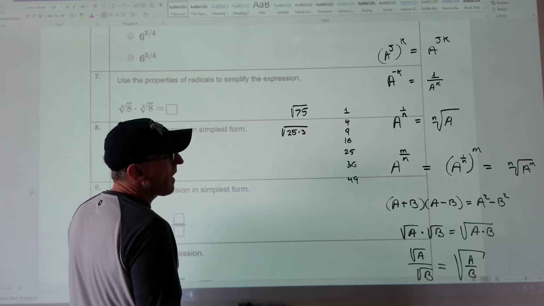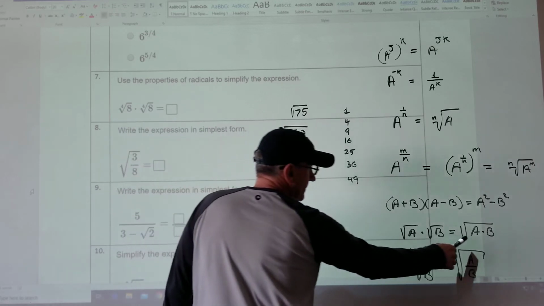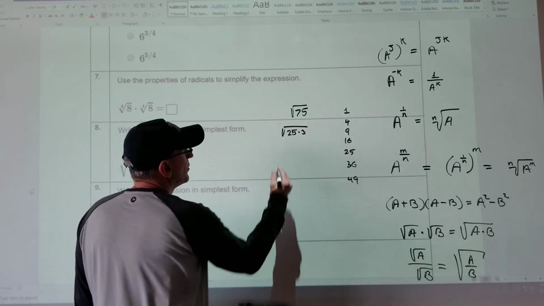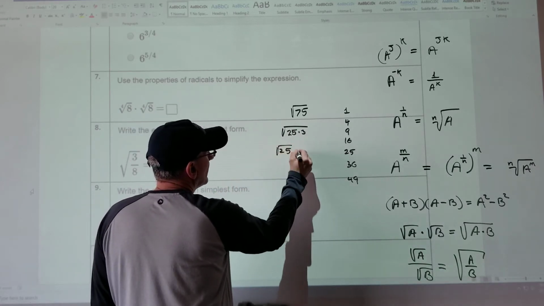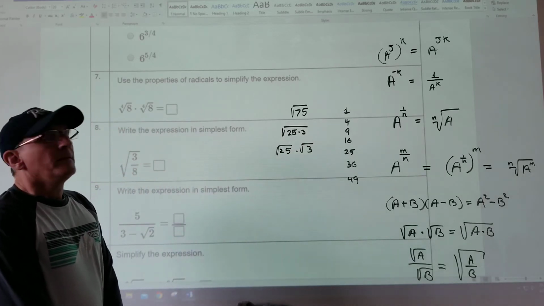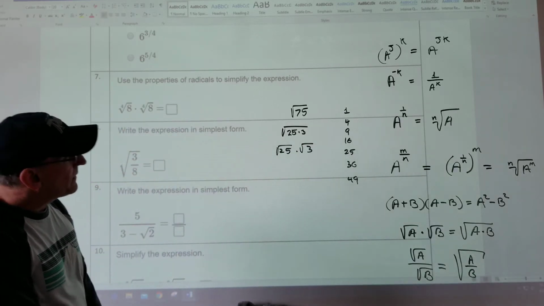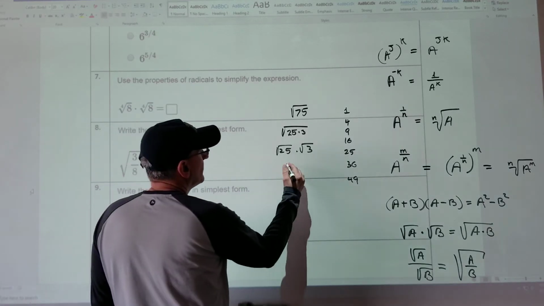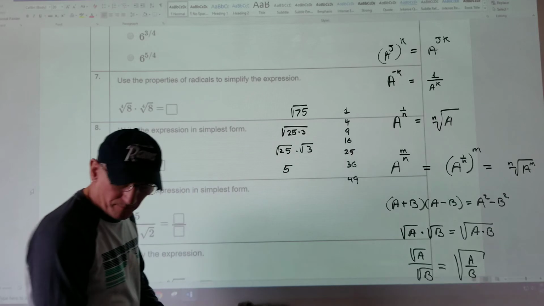You then use this property, but backwards. That is, you break this up into root 25 times root 3. You remember doing this? The square root of 25, because I was careful to get a perfect square in the first place, has got a really nice answer. It's 5 right on the money.